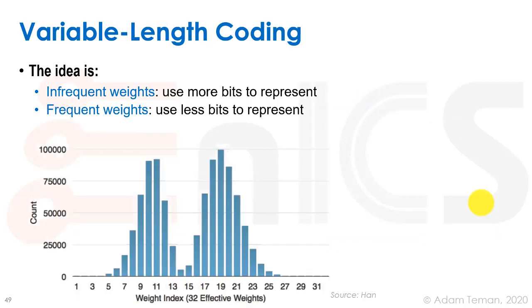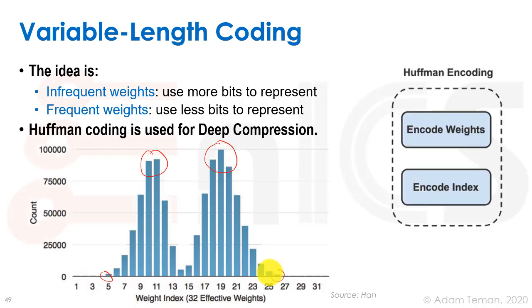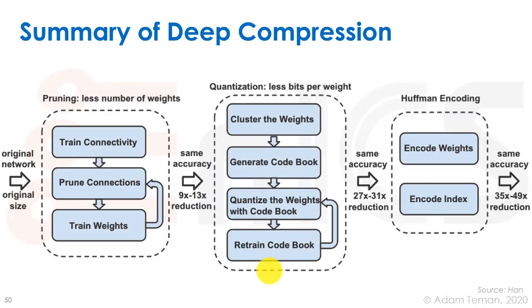Then we use variable length coding, where the idea is that infrequent weights use more bits to represent, and frequent weights should use fewer bits. So if we have these guys, they should use fewer bits to represent, and these guys can use more bits because there are very few usages of them. And then something like Huffman coding can be used, and Huffman coding really exploits this to heavily compress the data. So Huffman encoding encodes the weights and encodes the indexes, and we're able to compress our data even further.